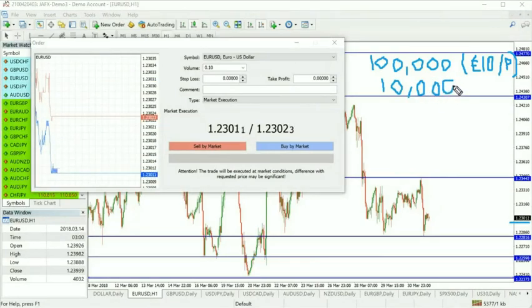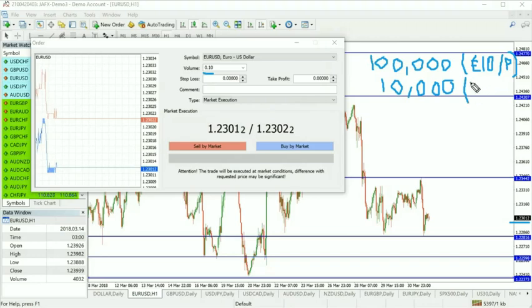So the quote price is the current price, and this is quoting that we will get 1.2301 for each and every euro. And the size of the trade now, because it's no longer 1.0, it's 0.1, which is 1/10 of the size of one standard lot size. And this is referred to as one mini trade.